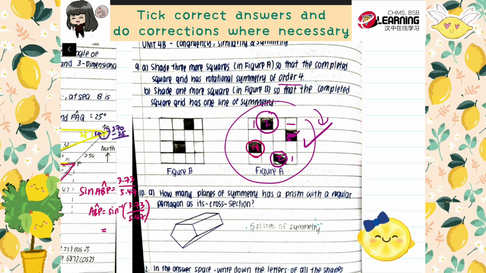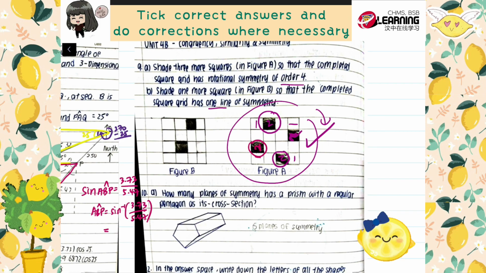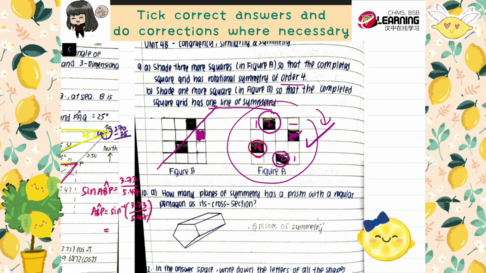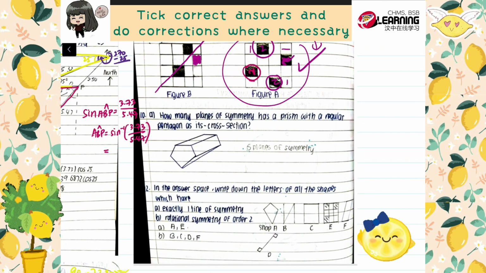So part B here, shade one more square so that the completed square grid has one line of symmetry. The one line of symmetry, the symmetry is here. So where you're going to shade is over here. Okay, so 10A, I think this one I don't need to explain anymore.